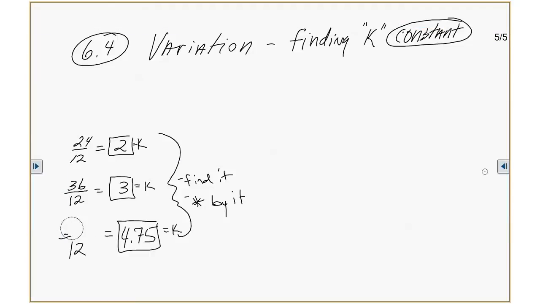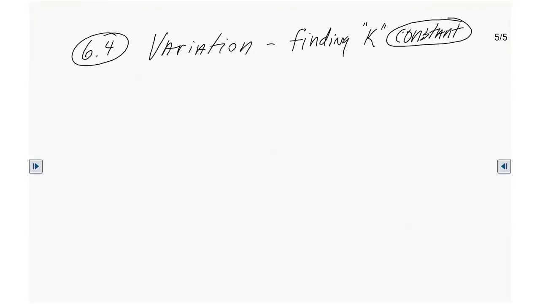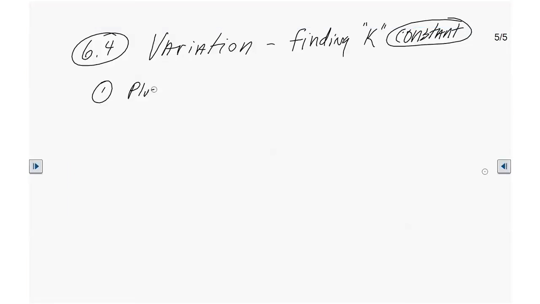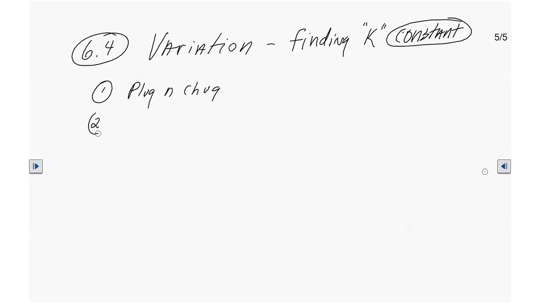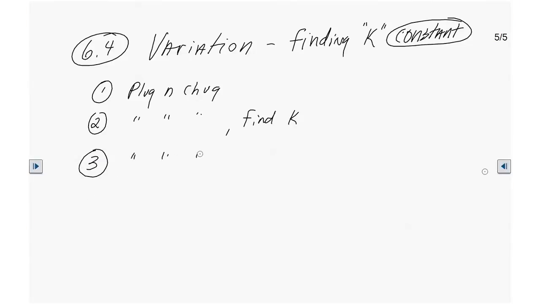Now, there's 2 or 3 types of problems in this section. I'm just going to give you the different types. One type is plug and chug. The second type of problem is plug and chug and find K. And the third type of problem is plug and chug, find K, and then more info.